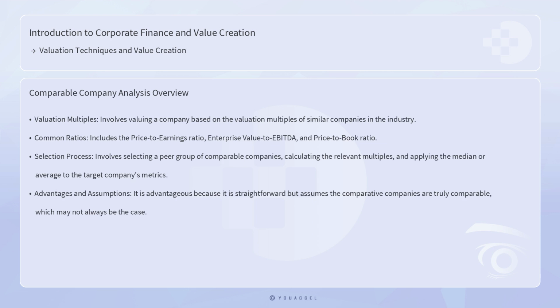Comparable company analysis involves valuing a company based on the valuation multiples of similar companies in the industry. Common multiples used in CCA include the price-to-earnings ratio, enterprise value to EBITDA, and price-to-book ratio. The process involves selecting a peer group of comparable companies, calculating the relevant multiples for these companies, and then applying the median or average of these multiples to the target company's financial metrics.